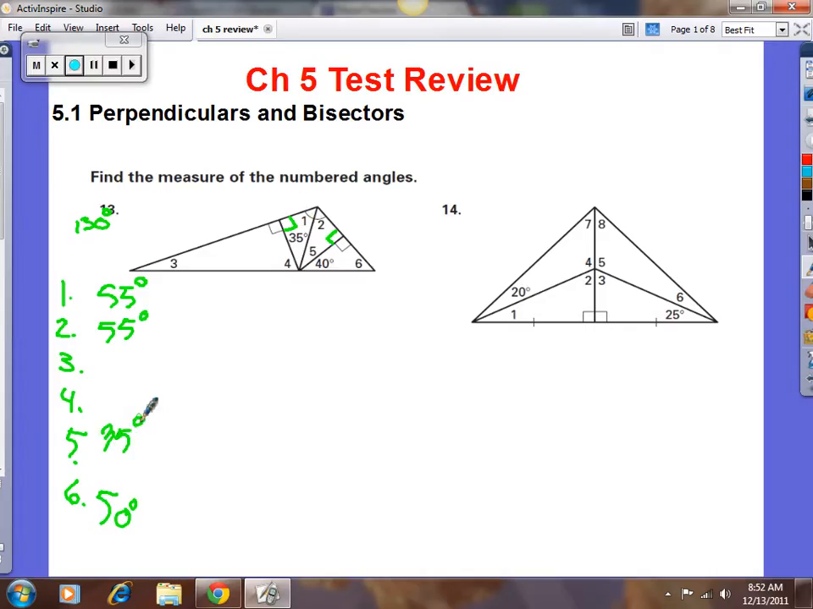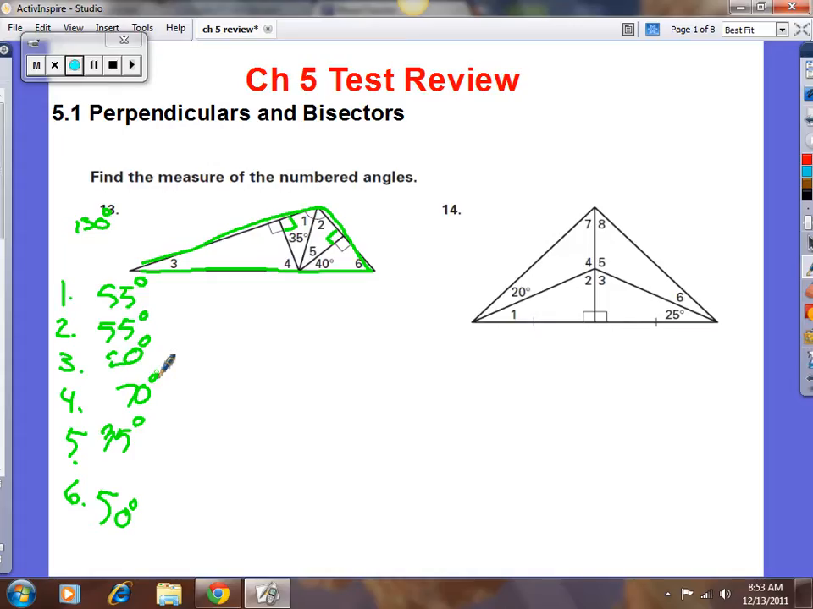Now you've got to look at the big triangle. Look at this big one right here. You know 6 is 50, and you know 1 and 2, if you add them together, it's 55 and 55, that's 110. So 110 and 50 is 160. So how big is 3? 3 has to be 20. And now if you know 3, you can get 4, because 90, 20, so 4's got to be 70. Did you guys all get 1 through 6 right?